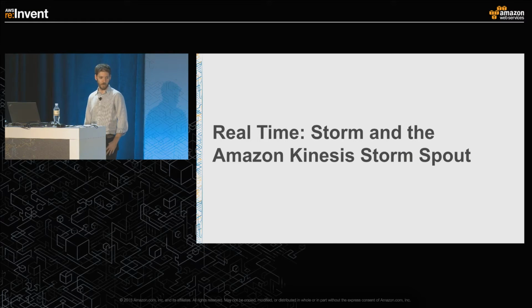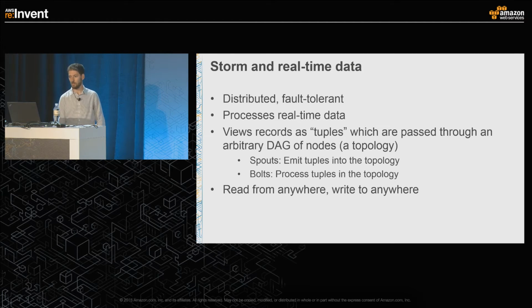All right, so let's talk about real-time now. So first, I want to talk about Storm a little bit. So what is it? It's a distributed fault-tolerant framework for processing real-time data. So it views incoming records as tuples, and those tuples are passed through an arbitrary directed acyclic graph of nodes called a topology. And there's two types of nodes. There's spouts, which emit tuples from outside the topology into the topology, and then there's bolts, which process tuples that are already in the topology.